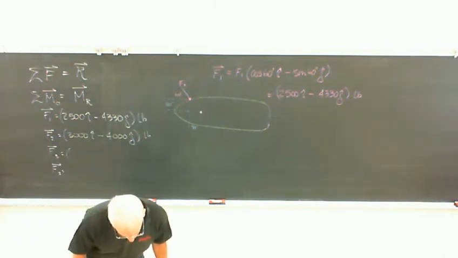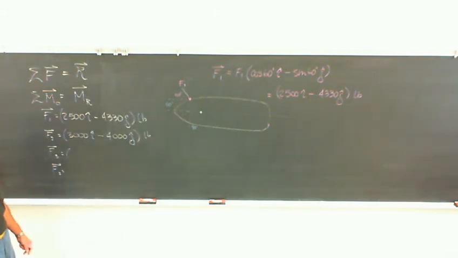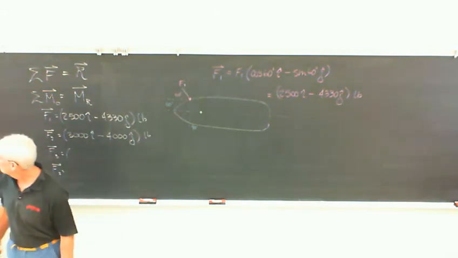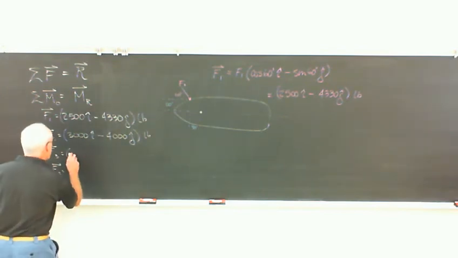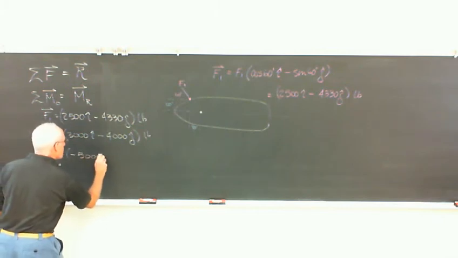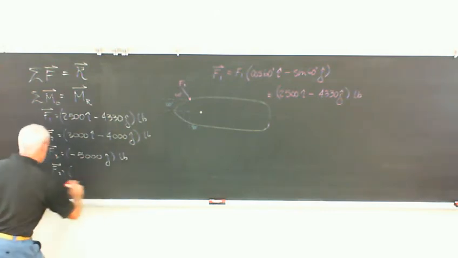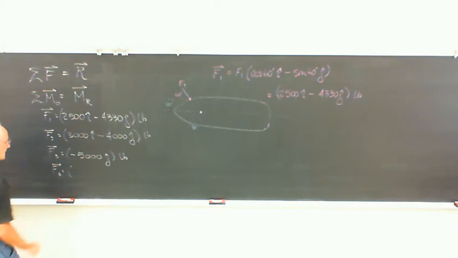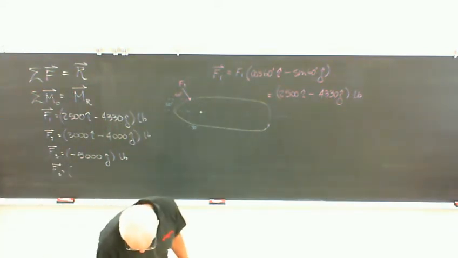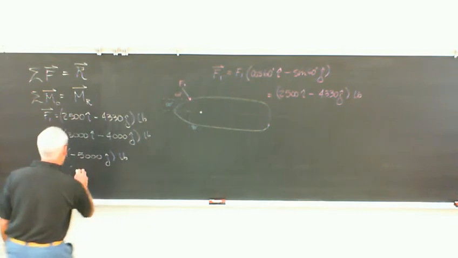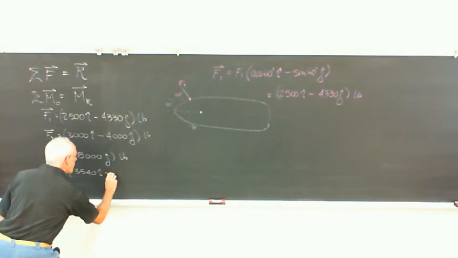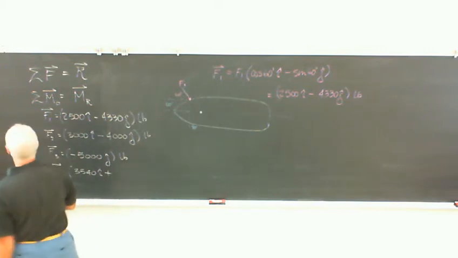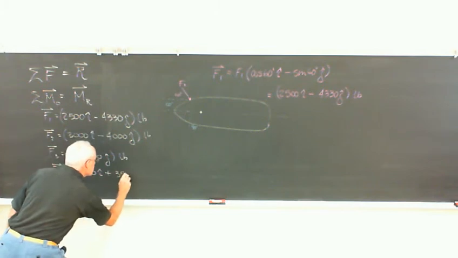Okay. Three. You got three? Yeah. Minus 5,000 pounds for that. Oops, two F3s. F4. BJ, you got F4? 3,536 pounds. I have plus 3,536 pounds, both in the plus direction, arbitrarily chosen.